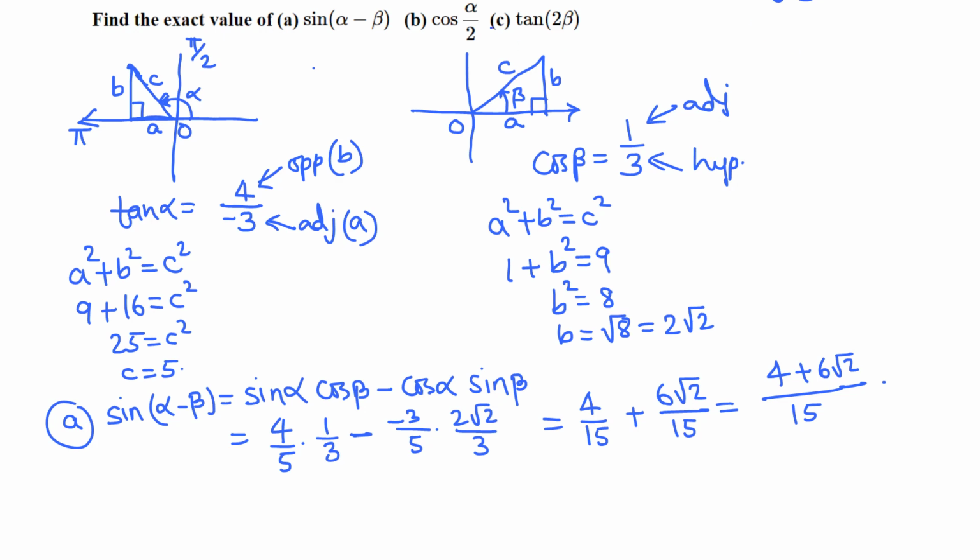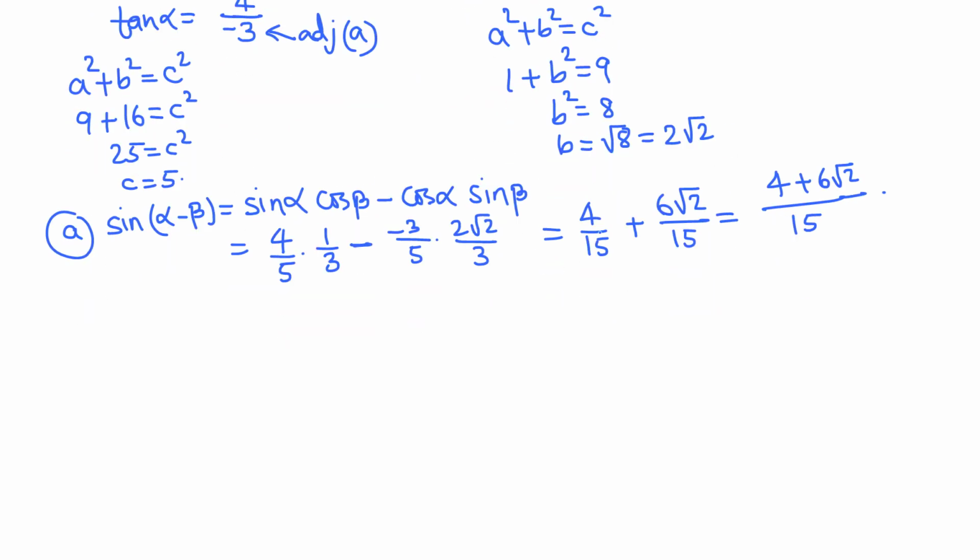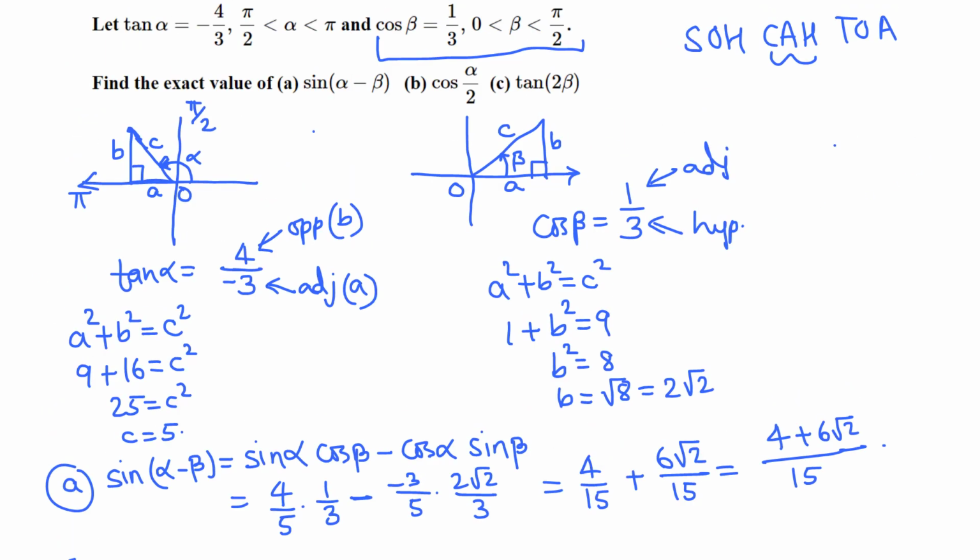That's part A. Cosine alpha over 2, that's part B. Let me write over here. Okay, I got room here. So this adjacent means, in our case, that's A. Hypotenuse is C, by the way. We assign C.